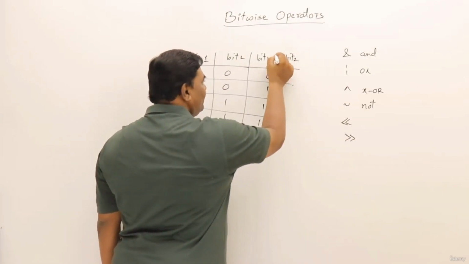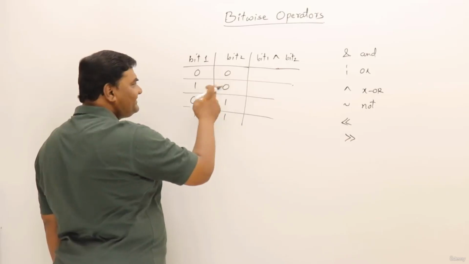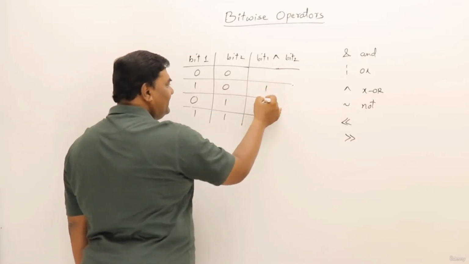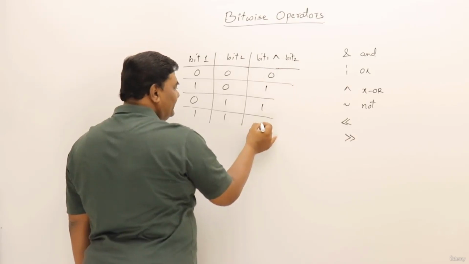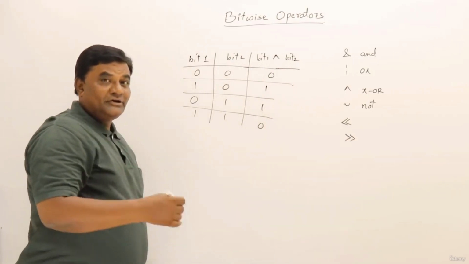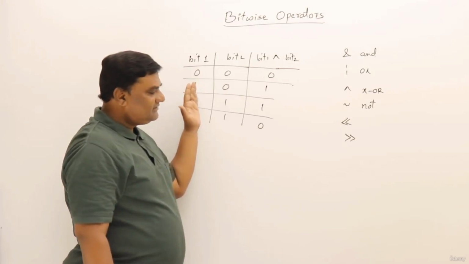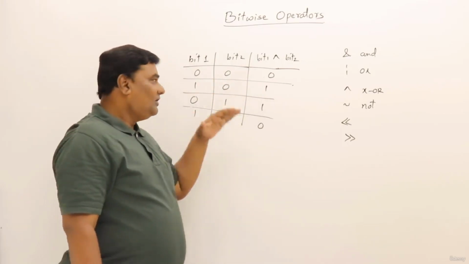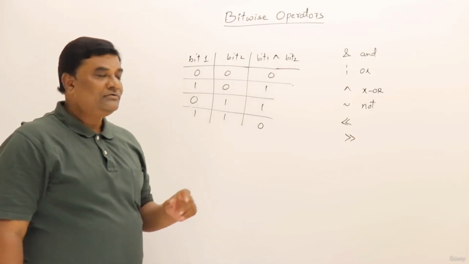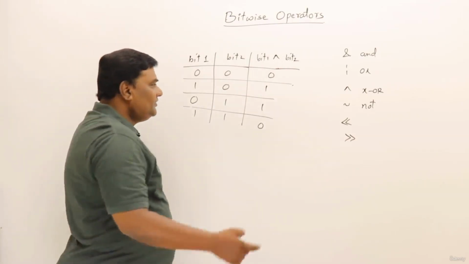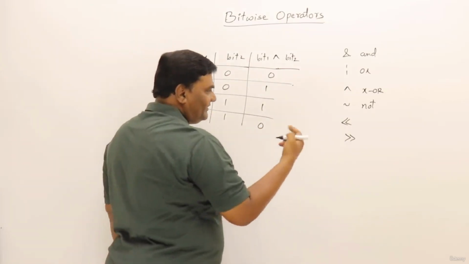Then XOR: if the bits are different, then only it will be 1. If both the bits are the same, then it will be 0. Exclusive OR means exclusively: if one is 1, then the other bit must be 0, or if one bit is 0, then the other bit must definitely be 1. So this is XOR. NOT means whatever the bit is, if it is 1, it will become 0. If it is 0, it will become 1.